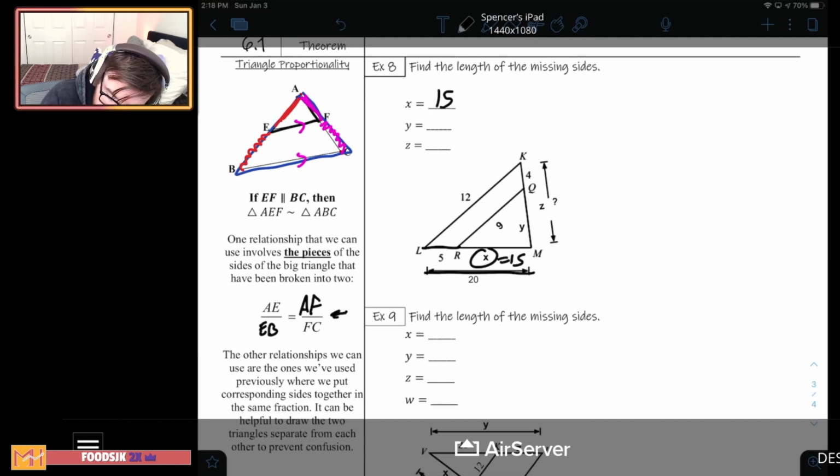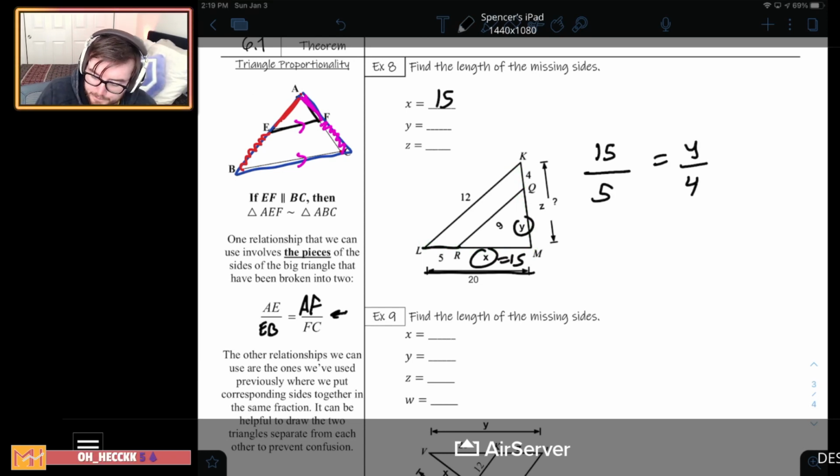Top half is 15. When I say top, it's relative, right? There's two halves. There's this half and there's this half. So the two ends that are close to the vertex here and the two that are further away, right? So 15 over 5 equals y over 4. 15 over 5 is 3. So 3 equals y over 4.